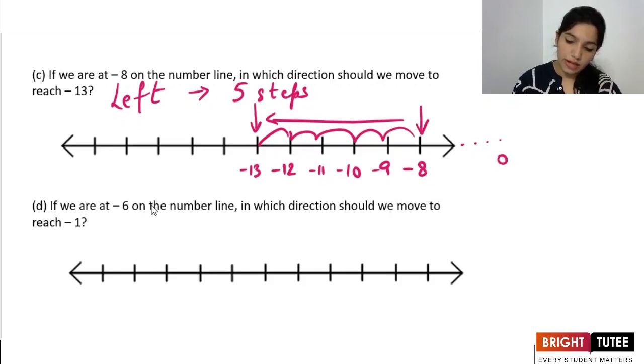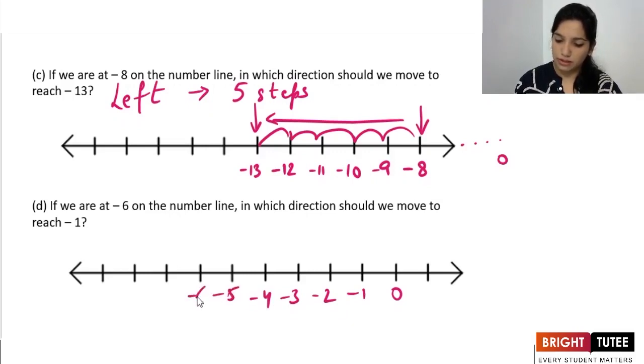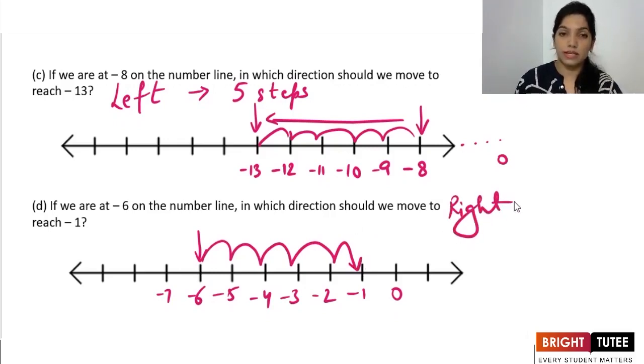Now, if we are at minus 6 on the number line, in which direction should we move to reach minus 1? Say this is 0: minus 1, minus 2, minus 3, minus 4, minus 5, minus 6, minus 7. We are at minus 6, and we move to the right direction because we are getting bigger. And 1, 2, 3, 4, 5. Again, we have taken 5 steps. I hope this is clear.